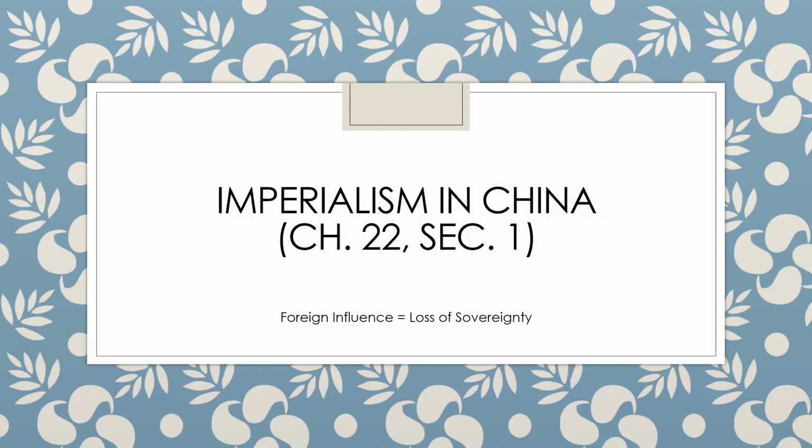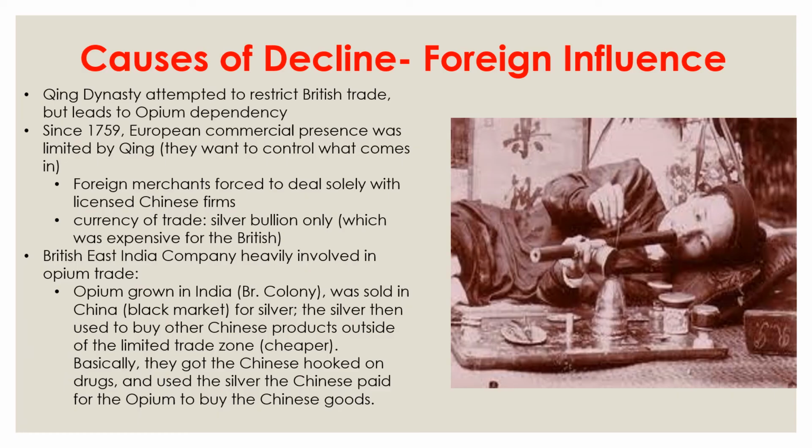Now, let's talk a little bit about imperialism in China. This goes along with the next chapter, chapter 22, section 1. Foreign influence in China equals loss of sovereignty for China. The cause of decline was the foreign influence.